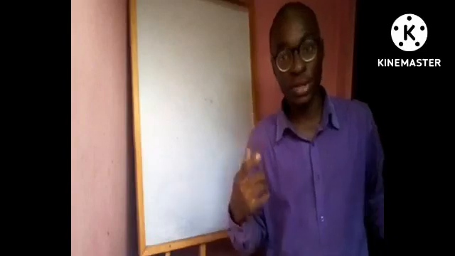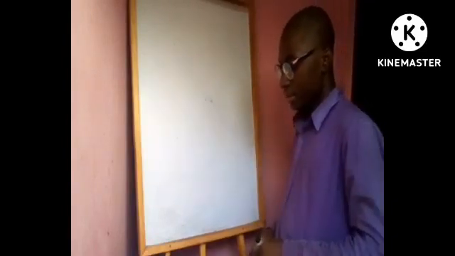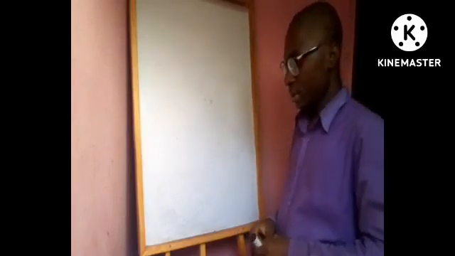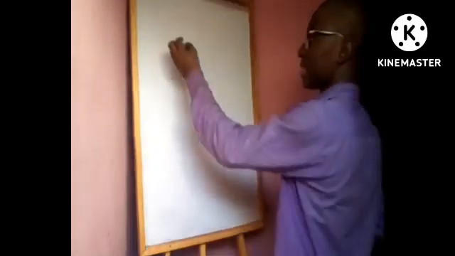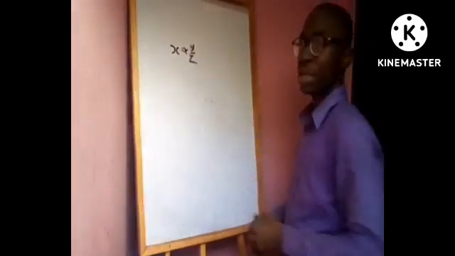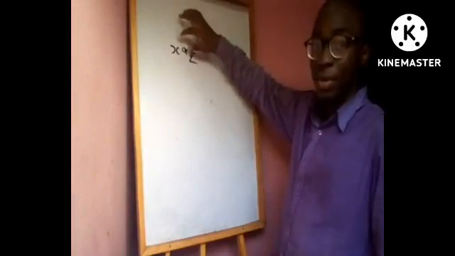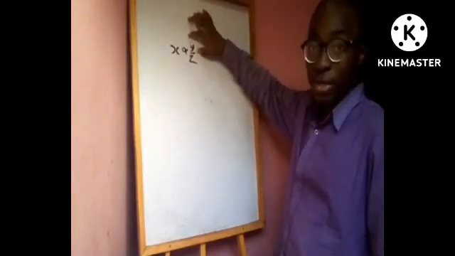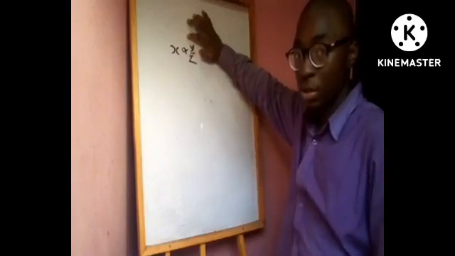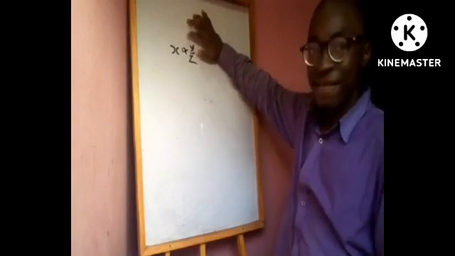For example, let me give you a question. If x is proportional to y over z, let's write that down. X is proportional to y over z. So what does that mean? What this means is that x as a quantity is directly proportional to y, the variable on the numerator. Then x is inversely proportional to the variable on the denominator.